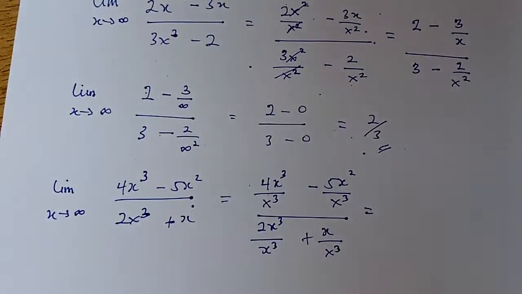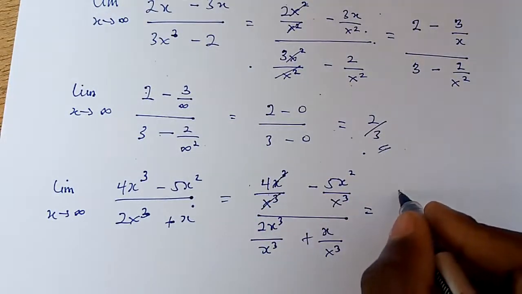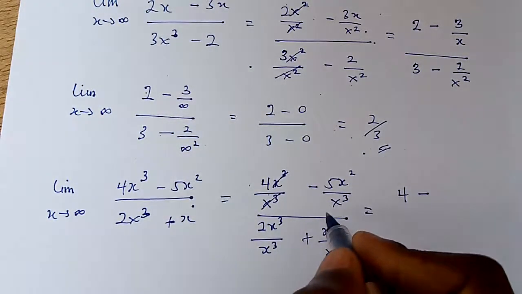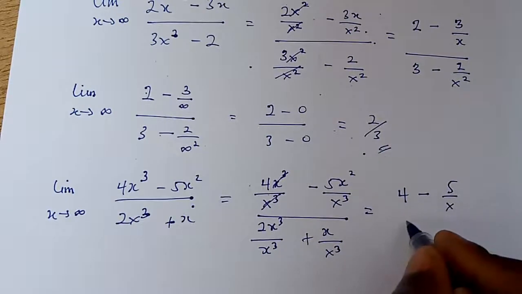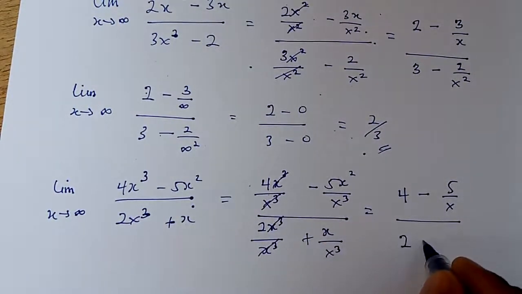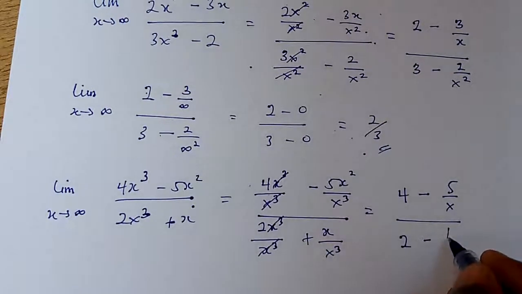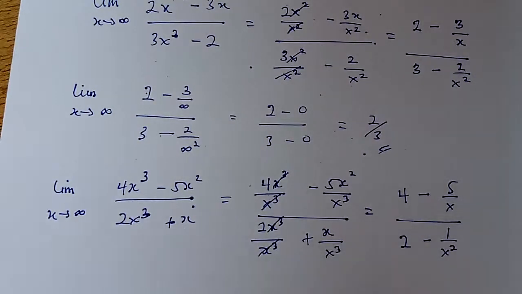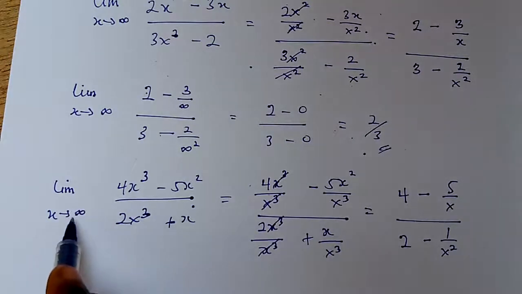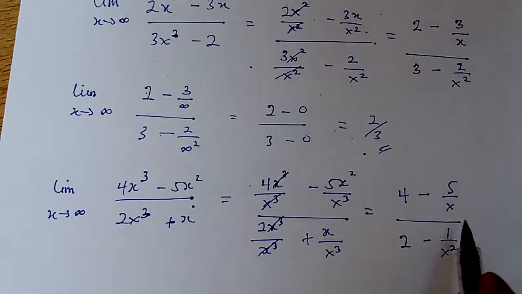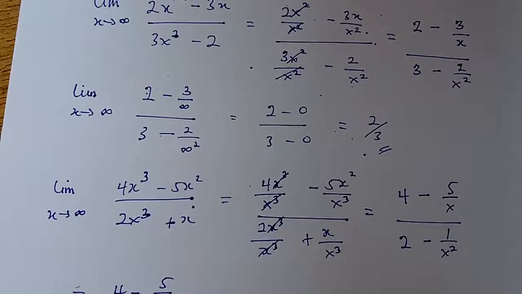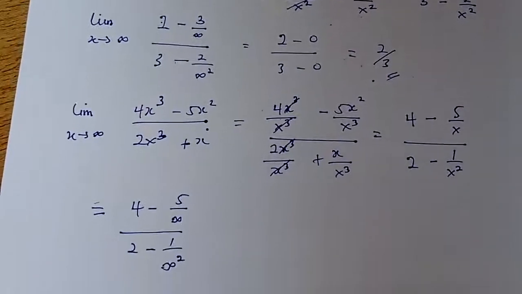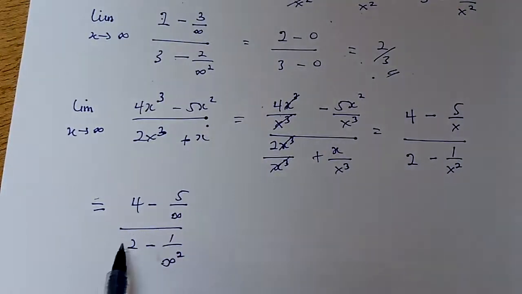Simple like this. So x cubed will cancel x cubed here, left with 4, minus x squared cancels with x cubed, left with x as denominator, so we get minus 5 over x, all over 2 from the x cubed, plus x cancelling, left with 1 over x squared. Now the limit as x approaches infinity, let's replace x here by infinity and the x here too. So you're going to get 4 minus 5 over infinity, all over 2 plus 1 over infinity squared.